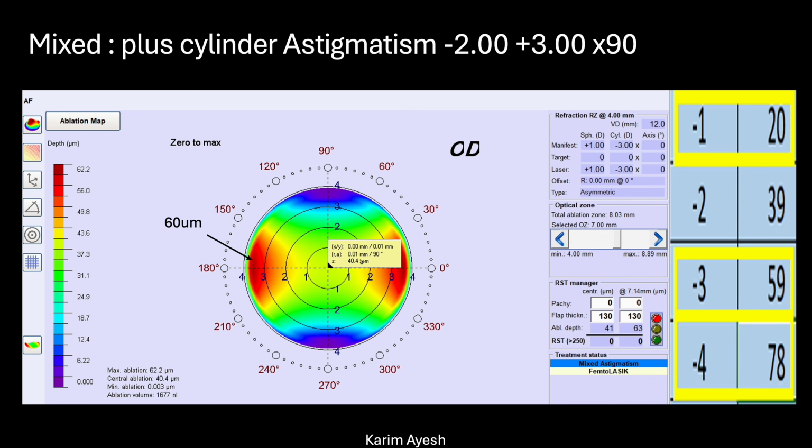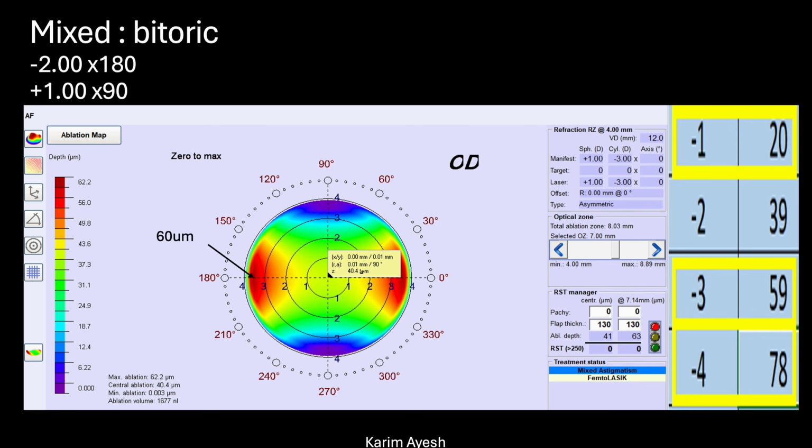Assuming a positive cylinder, minus 2 plus 3, plus 3 axis 90, it works on the flat meridian, 180, as we said before, you get 60 diopters here, 60 diopters here. So it is 60 diopters. Minus 2 is corrected as myopic spherical ablation, minus 2 corrects in the central area, so it stays 40. So according to this planning software, mixed astigmatism may be corrected as a plus cylinder.